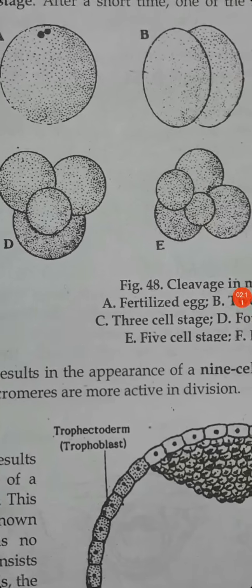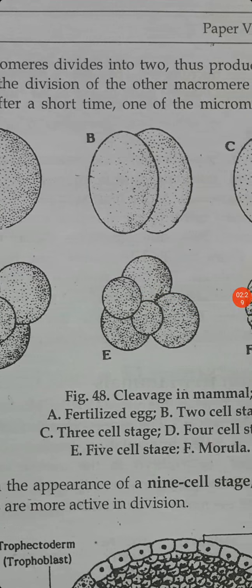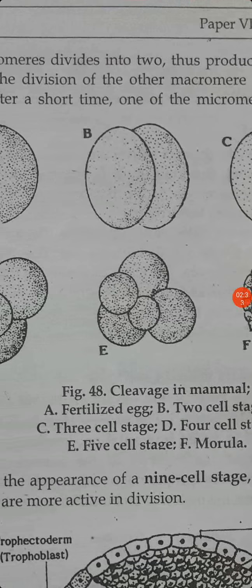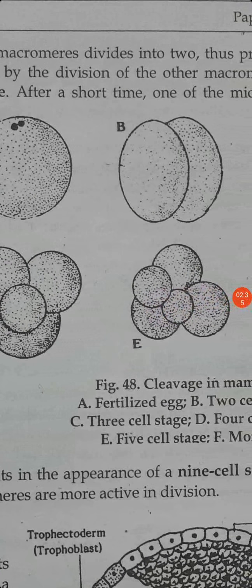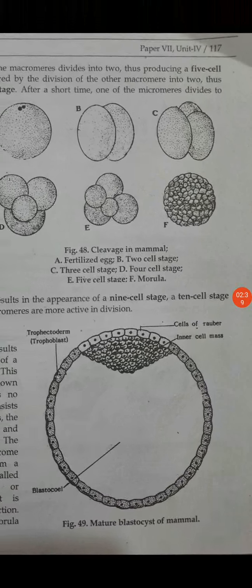A is a single zygote, a single cell. There is no synchrony in the cleavage process. It is irregular and it proceeds as the egg passes down the oviduct. So in mammals it is inside. See this egg B diagram, two cell, then this is four. See this D, E, and lastly we get a bunch of cells.